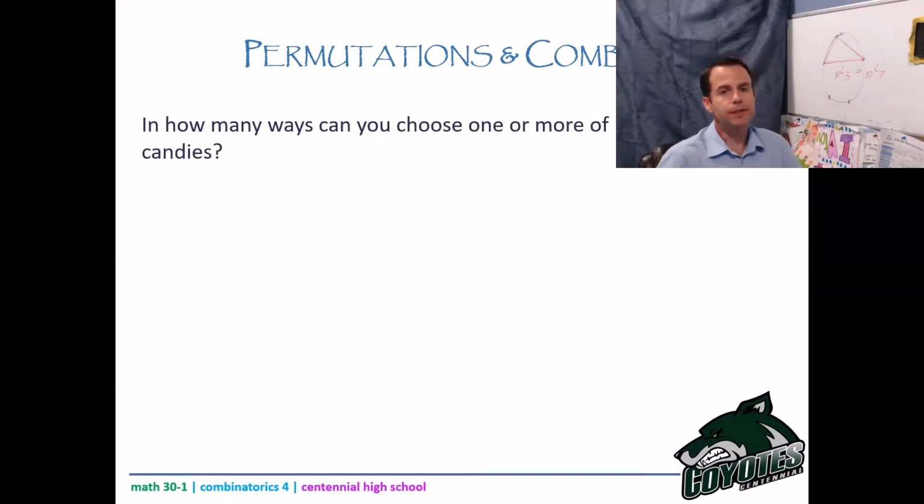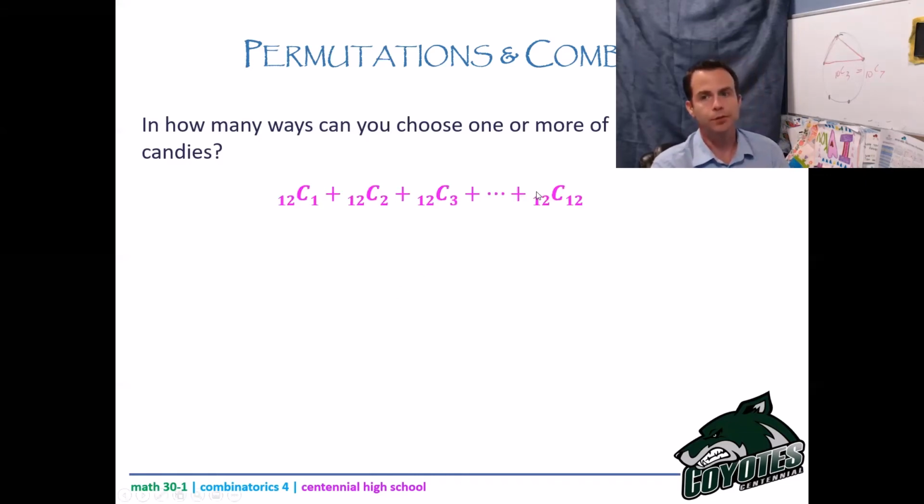Okay, so this question says, in how many ways can you choose one or more of 12 different candies? Okay, so I'm going to walk you through this two different ways. The first way is we could look at this and say, okay, I have 12 candies and I want to choose one of them. Or I have 12 candies and I want to choose two of them. Or I have 12 candies and I want to choose three of them. And so that ends up being 12 choose 1 plus, remember, anytime you say or, that's going to be adding separate cases together. So 12 choose 1 plus 12 choose 2 plus 12 choose 3 plus 12 choose 4 all the way up to 12 choose 12, okay? And if you would like to do it that way, perfectly okay. It's a lot of button pushing in your calculator, but totally fine.